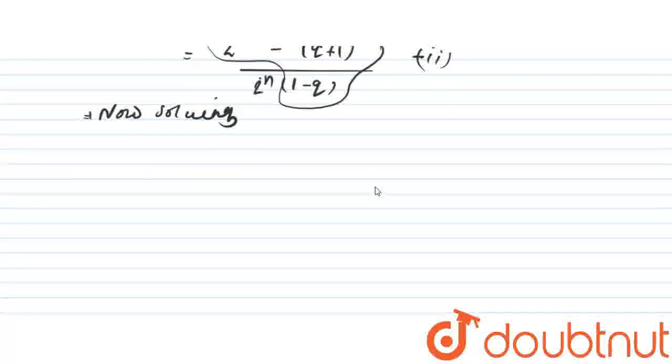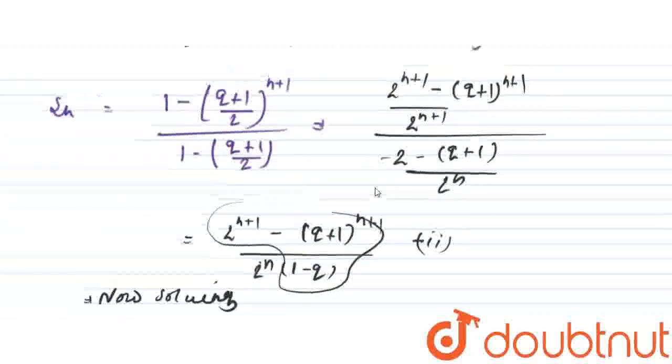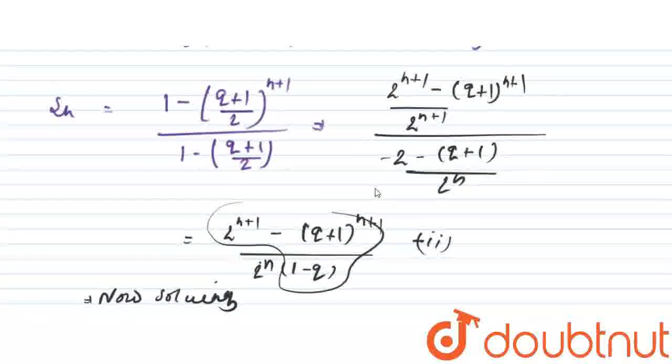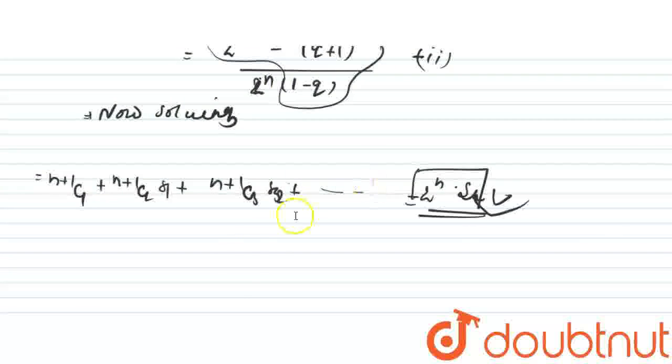So at the place of these I can directly write n plus 1 c1, n plus 1 c2 s1, n plus 1 c3 s2, like this it is going up to, and this will be equal to how much? 2 to the power n. This is 2 to the power n, and 2 to the power n will get multiplied to it, 2 to the power n into Sn. Okay, so this is your answer. Thank you.